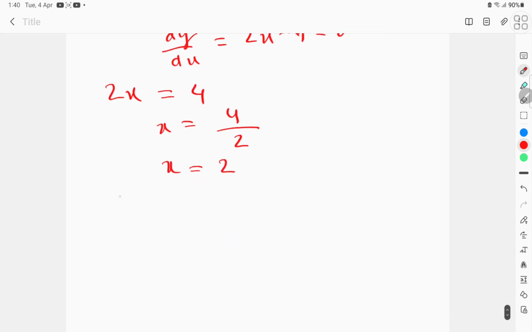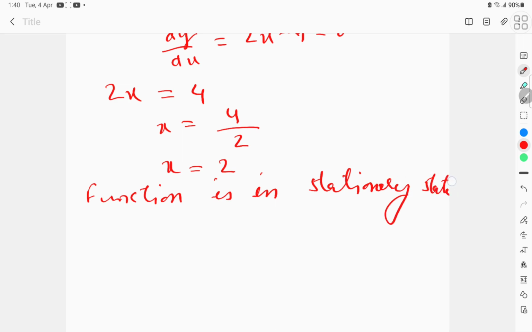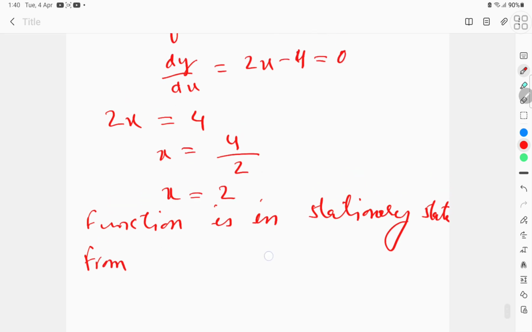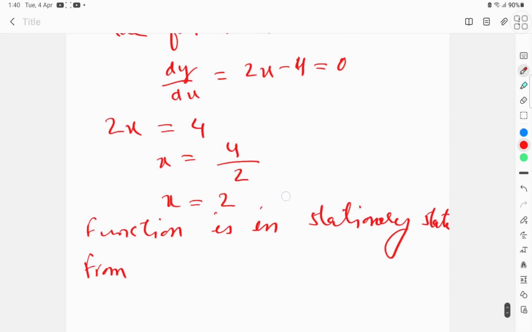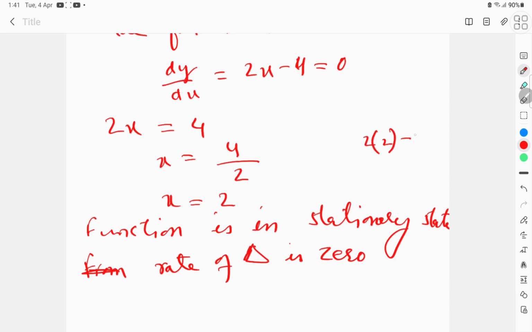The function is in stationary state. How so? Because from the above analysis of the first order derivative, as we have seen, when the value of x is equal to 2, the rate of change is 0. How can we say so? Because when we substitute 2 into 2x minus 4, it is 2 times 2 minus 4, which is equal to 0.